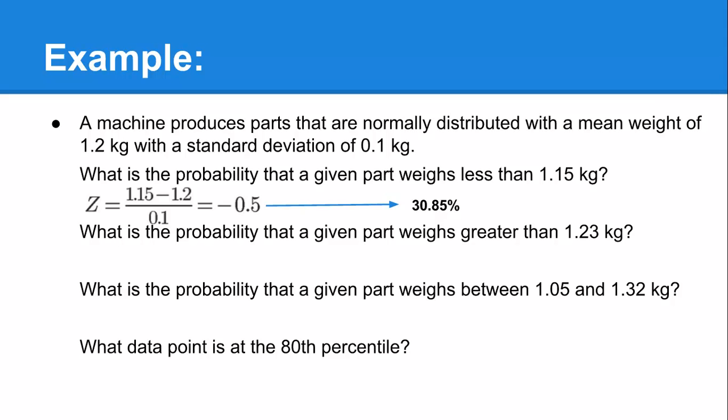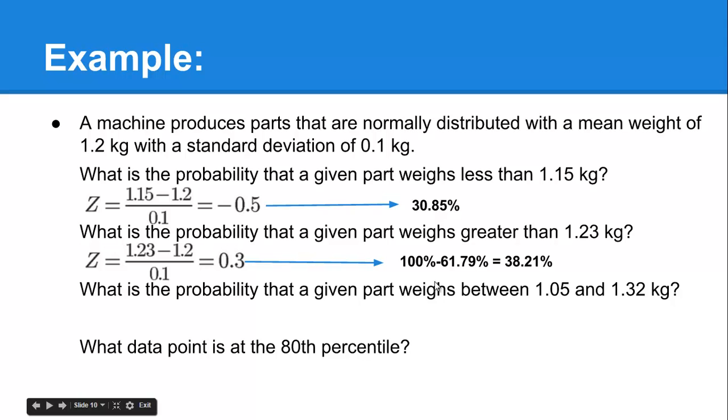What's the probability that you're bigger? So again, you want to look up 1.23. Always look up the number you're given. Subtract 1.2 and divide by 0.1, you get 0.3. That gives us a number of 0.6179. That's not the number we want. We want to subtract that from 100. So the probability that we're greater than 1.23 is 38.21.